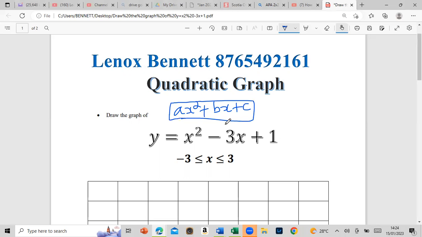Students tend to struggle with graphs a lot, so I decided that I'm going to do the quadratic graph for you guys. Hope you guys enjoy the video.